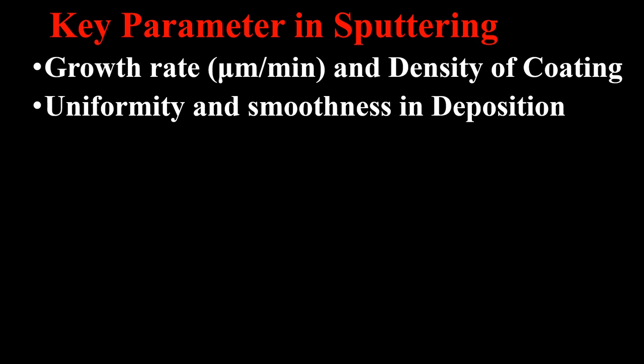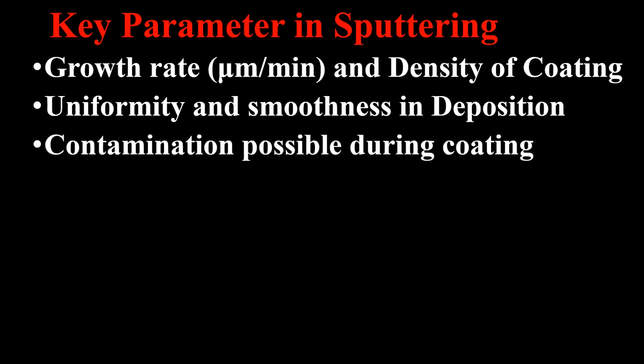So we need a highly uniform film and also a very smooth film in order to avoid any type of defect, or any type of deficiency in terms of application of those thin films. Another key parameter which we consider in sputtering deposition is the contamination during the coating.